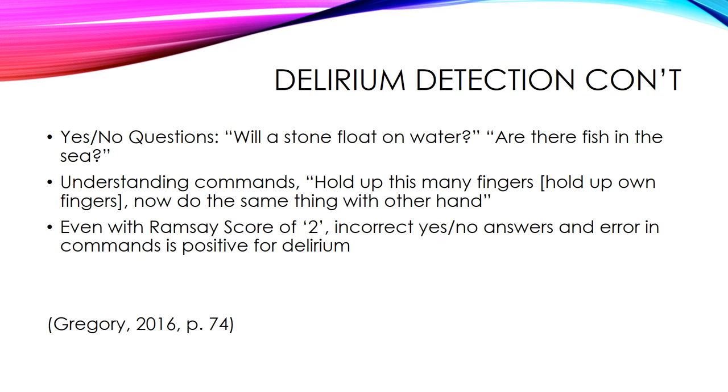Continuing with delirium detection, you want to ask yes or no questions that have solid answers, such as, will a stone float on water? Or, are there fish in the sea? Then, you want to assess their understanding of commands. You hold up a certain number of fingers, and then say to your patient, hold up this many fingers. Now, do the same thing with the other hand. Even if your patient has a Ramsey score of 2, if they incorrectly answer your yes or no questions and/or do not follow the understanding of commands, they are positive for delirium.